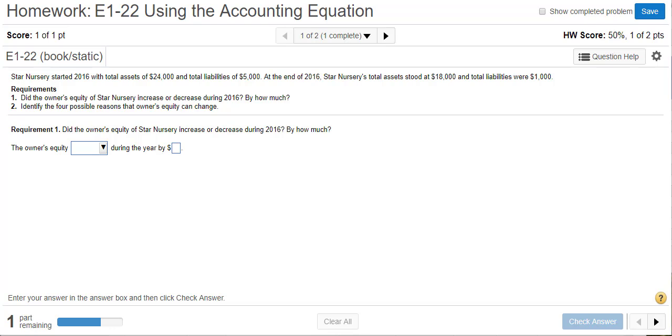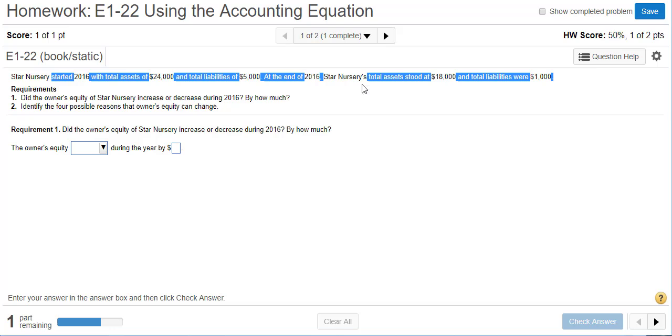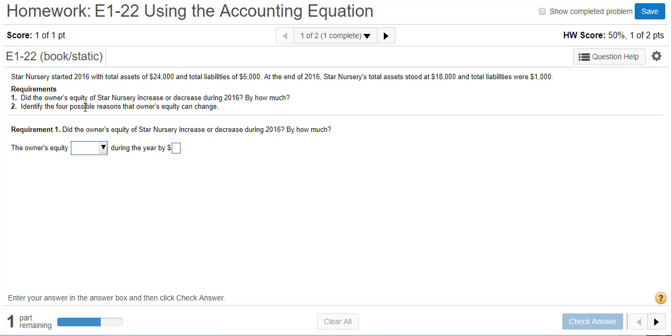Exercise 1-22. We're going to continue to use the accounting equation. This one's going to be a little bit more challenging. Star Nursery started 2016 with total assets of $24,000 and total liabilities of $5,000. At the end of the year, Star Nursery's total assets were $18,000 and total liabilities were $1,000. Notice they're not giving us the equity amounts. So they give us two of the three variables in the accounting equation.